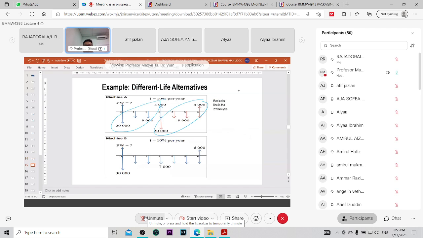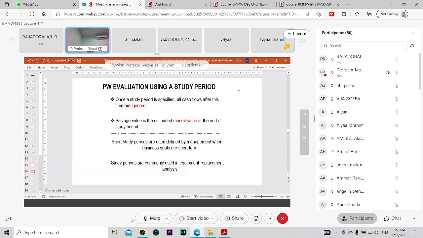Raja, tak tahu. Kot kena buat baru boleh. Kena buat. Yes. That's why don't skip the tutorial.